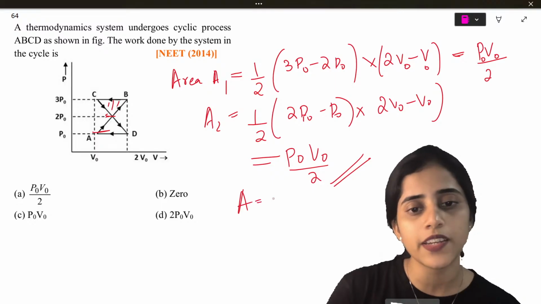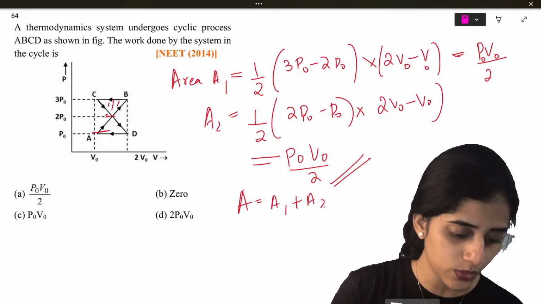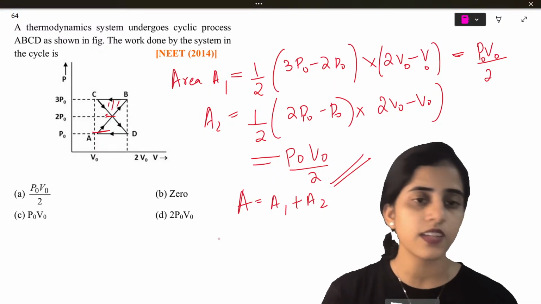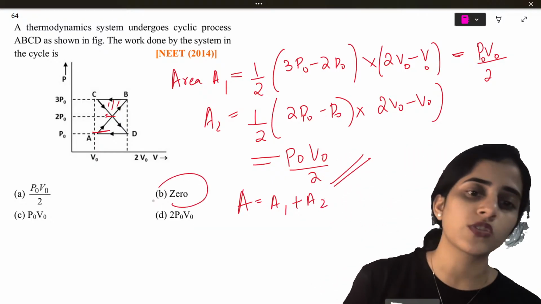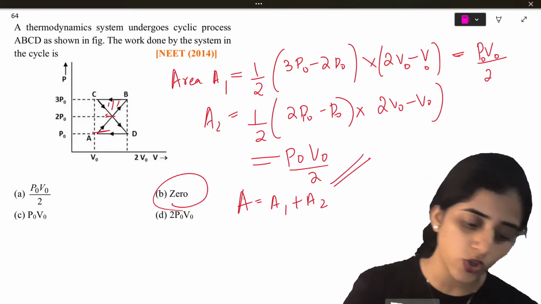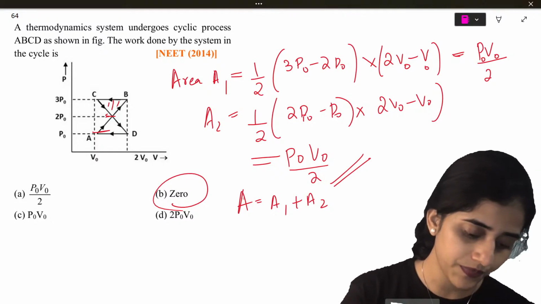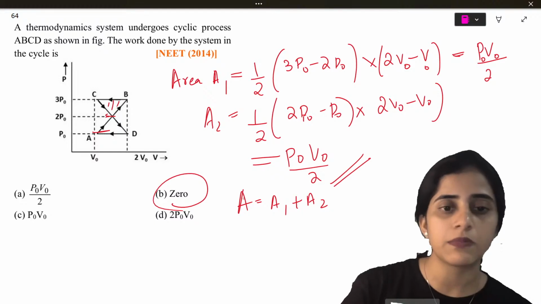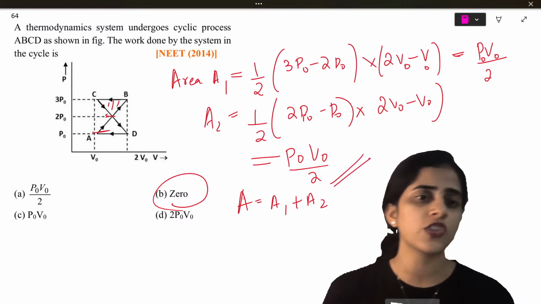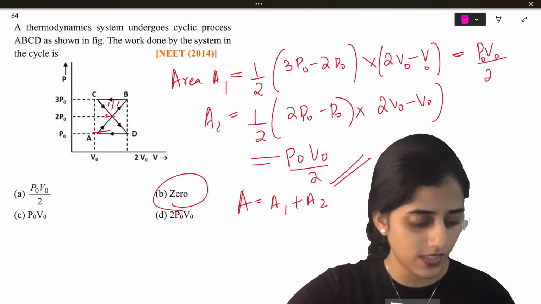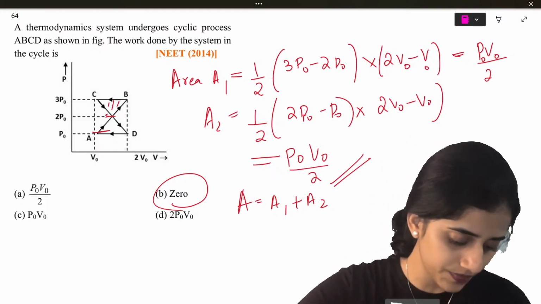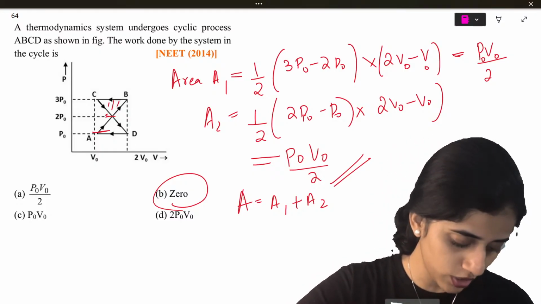So what will the total area be? A1 plus A2. And since it's opposite, when you subtract them, it will be 0. Okay? Is that fine? A1 plus A2 will be 0, because one is upwards, one is downwards. Is this clear to all of you? Yes, no, yes.